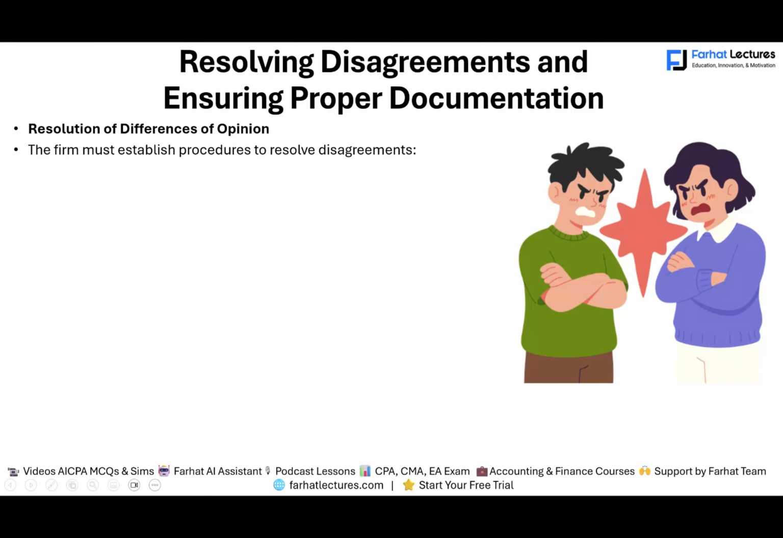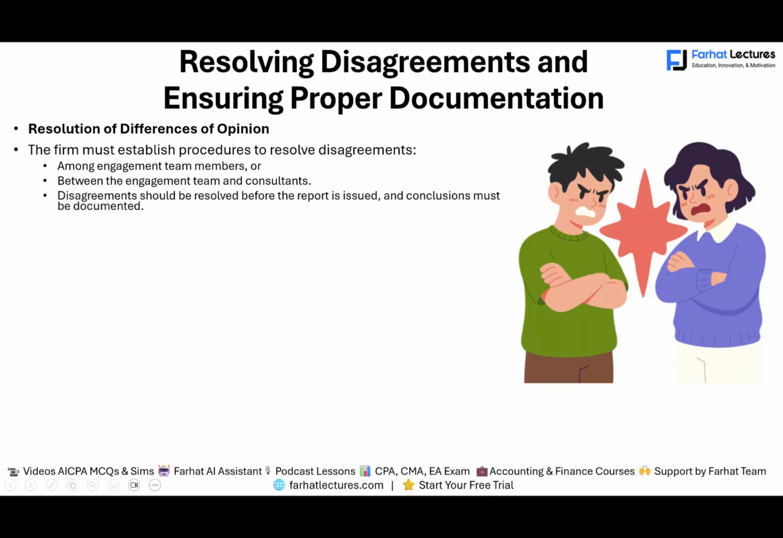If we have a disagreement, like a contentious matter, like a goodwill impairment, as I just mentioned earlier, you need to consult. It's good to consult. It must be resolved before we issue the audit report. So that consultation first will be done among the team members or between the engagement team and the consultant, whether that consultant is internal or external. Remember, before we issue the report, let's get it done and make sure we document.